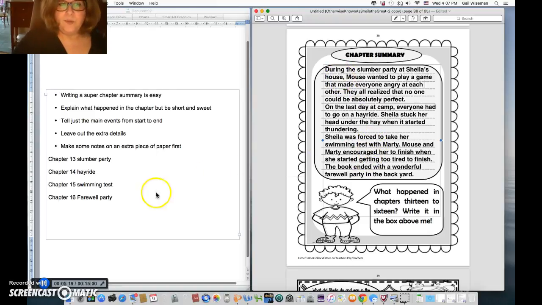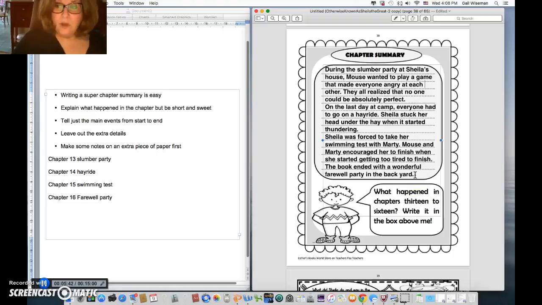I certainly hope so. Chapter 16 was about the farewell party. That was a sad chapter. We said goodbye to all of our friends that we met. Over here, all I'm going to write is the book ended with a wonderful farewell party in the backyard. Okay, that's it. I'm not going to say anything else.